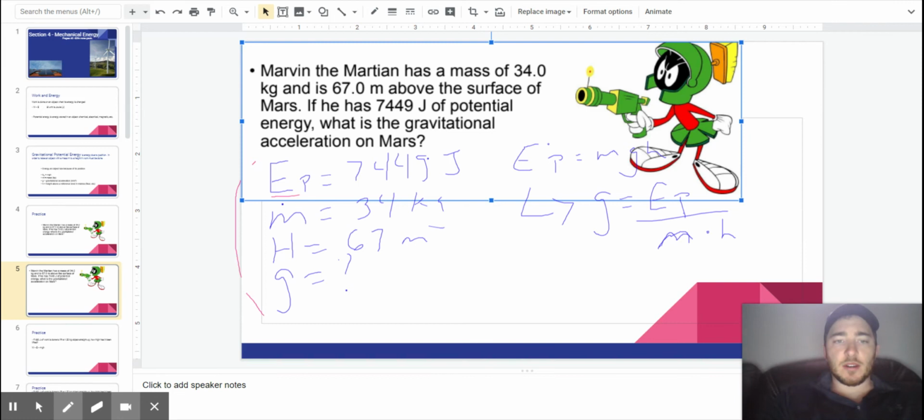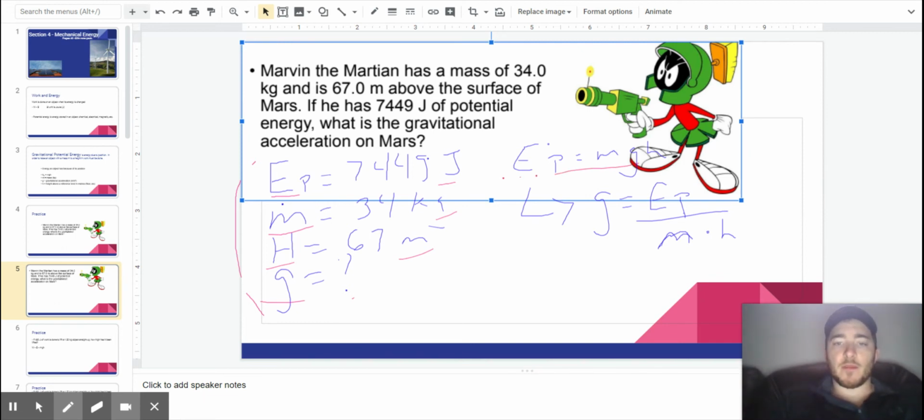So I know what potential energy is. I know what mass is. I know what its height is. And I don't know what gravity is. Okay, so that's why I put a question mark here. I verified that the units are correct, which they all are for this equation. They won't always be. And so this is what I know.